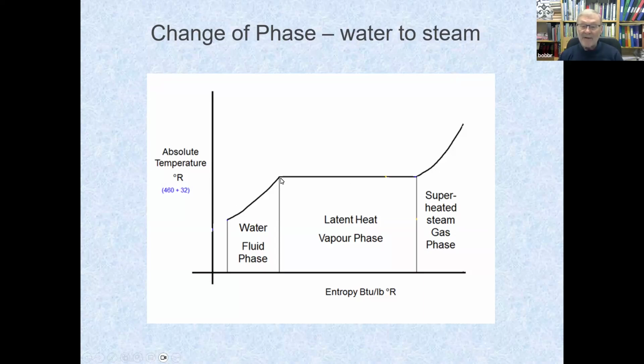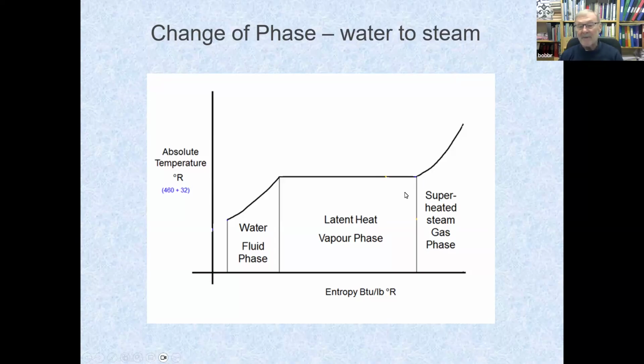And this is where the latent heat comes in, and it changes from water into steam over this period of time here, or energy increase. And as you put more heat in it, the water dries out. So at this end here, you've got dry saturated steam.